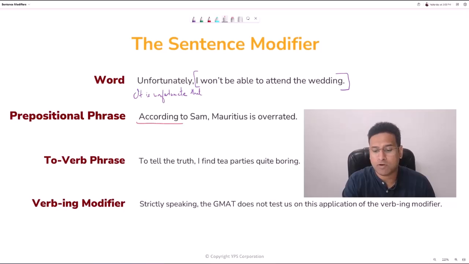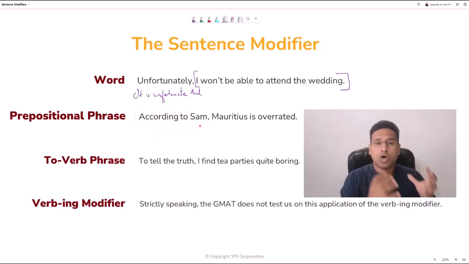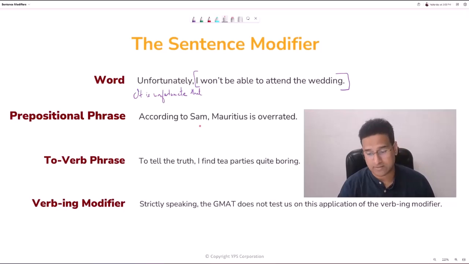What is the meaning of "according to Sam"? Before that, I'm sure you must be wondering, hey, how is this a prepositional phrase? I know a lot of students consider this a verb-ing word. This is not a verb-ing word. This is a phrasal preposition because "according to" behaves as a preposition and its object is Sam. "According to Sam" is a prepositional phrase. Please make a note of that somewhere.